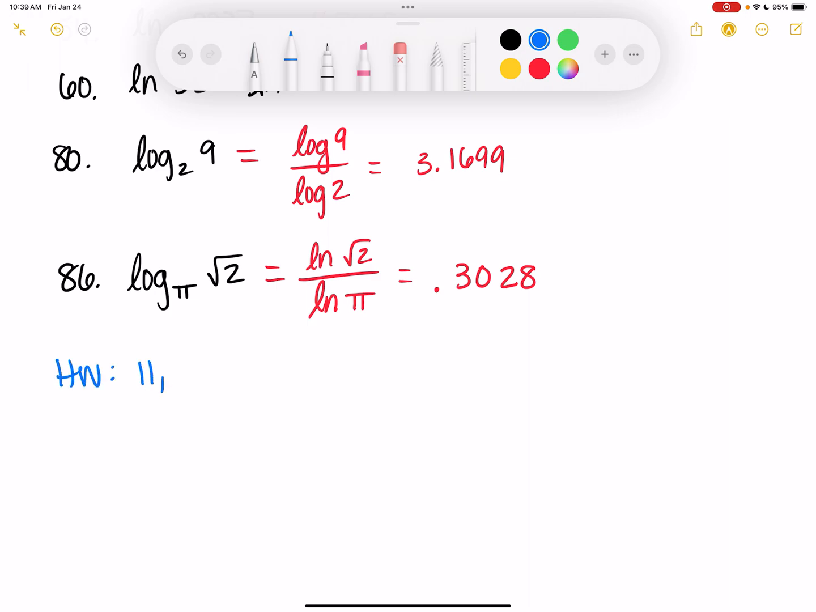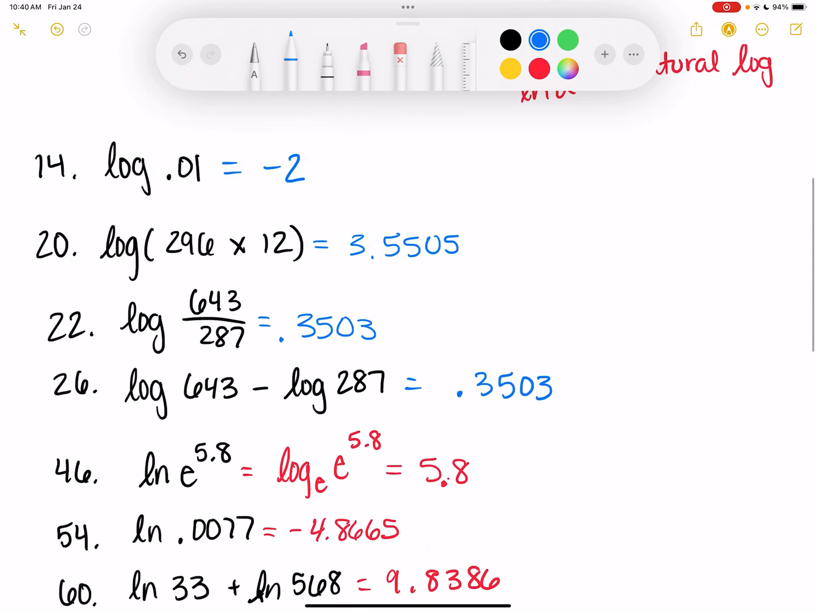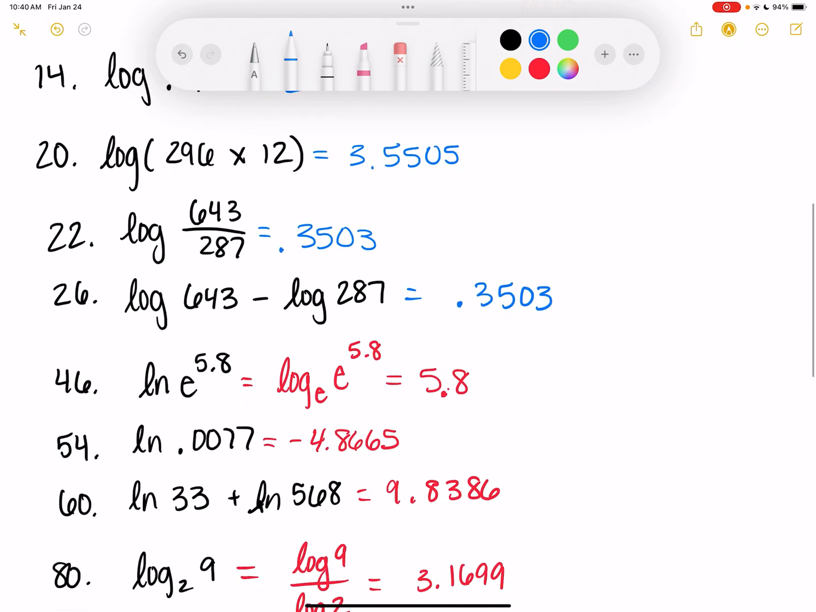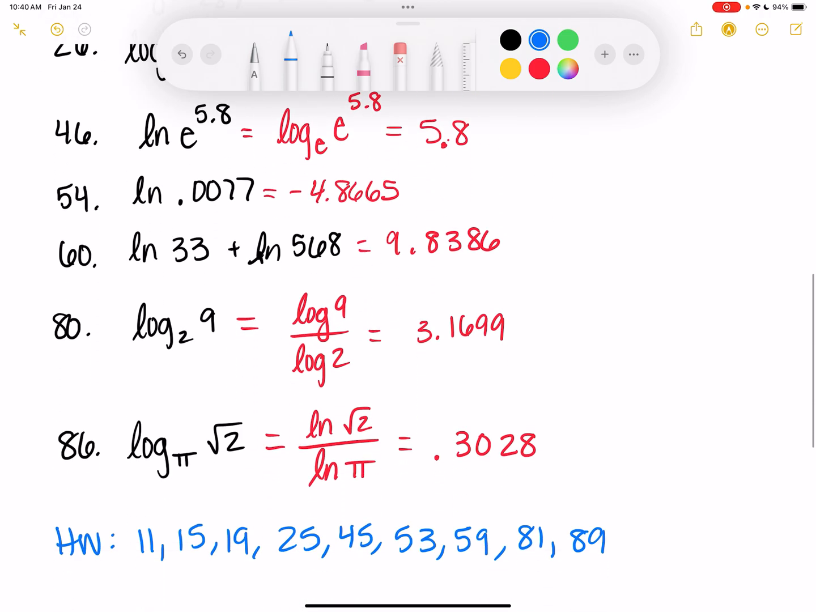So 11, 15, 19, 25, 45, 53, 59, and then change of base 81 and 89. So what you may want to do, honestly, is go through and write out all of these first problems where you're just going to be plugging stuff in your calculator, and then just be able to sit there with your calculator and just type them all out. It's probably the fastest way. And then you just have the 2 change of base ones there at the end.